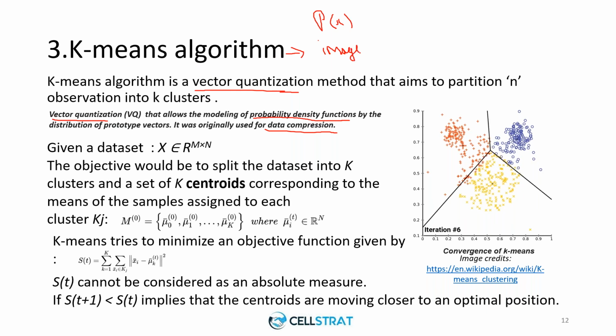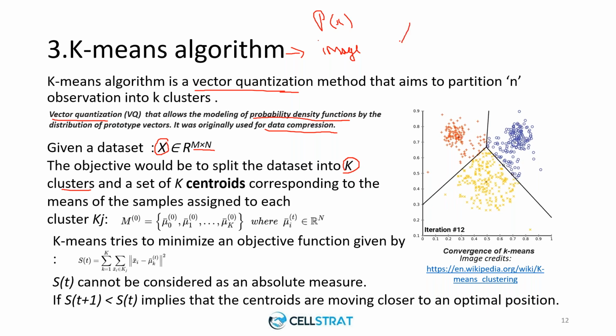If you want to take a high resolution image and compress it without losing too much information, you can classify the pixels into clusters and reproduce the image with lower resolution, a sort of data compression. So here, what the K-means algorithm is trying to do is take a data set X of shape M by N. The objective is to split that into K clusters, where K is any arbitrary number we want the algorithm to classify into.